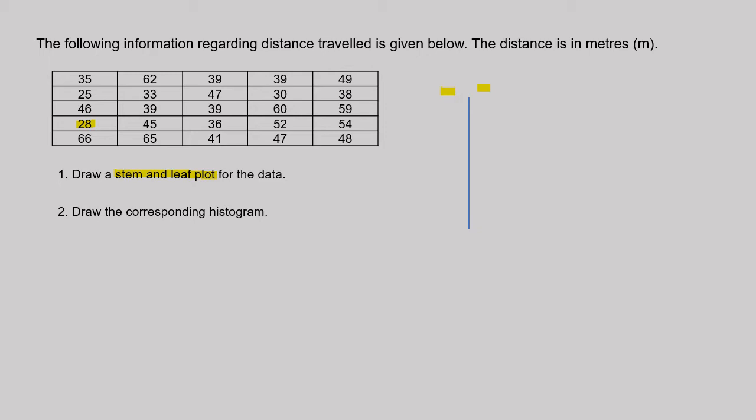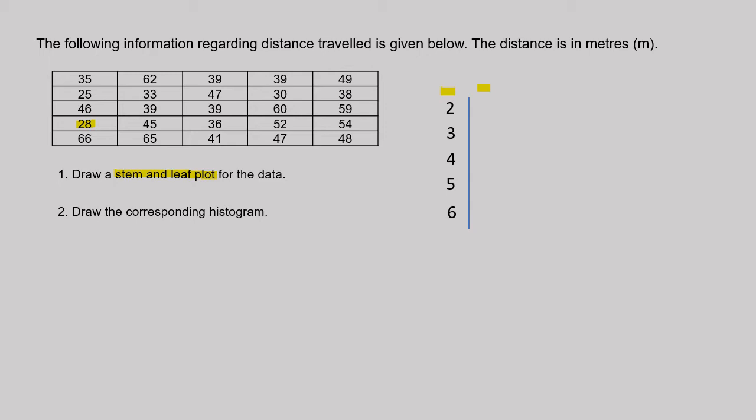I start off on the stem side by looking at the decades that I'm using, meaning the 20s. So I'll write a 2, which represents the 20s, a 3 representing the 30s, 4 the 40s, 50s, and 60s. So the numbers on the left are representing the tens: 20, 30, 40, 50, and 60.